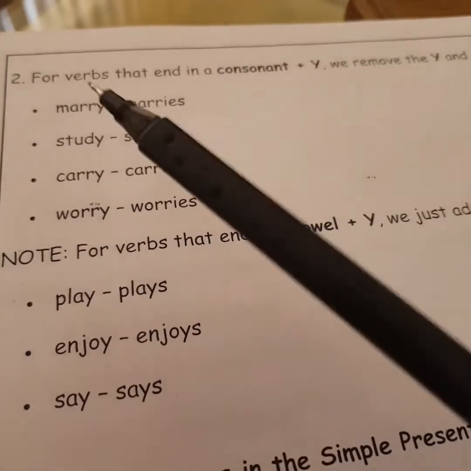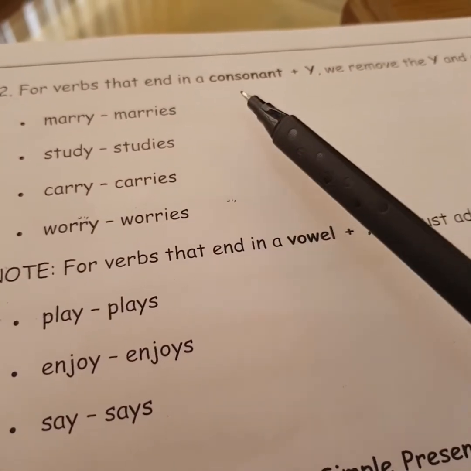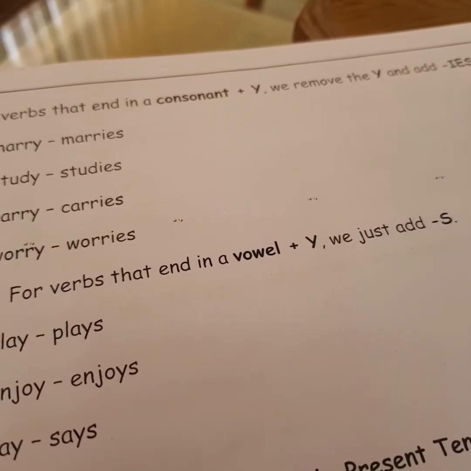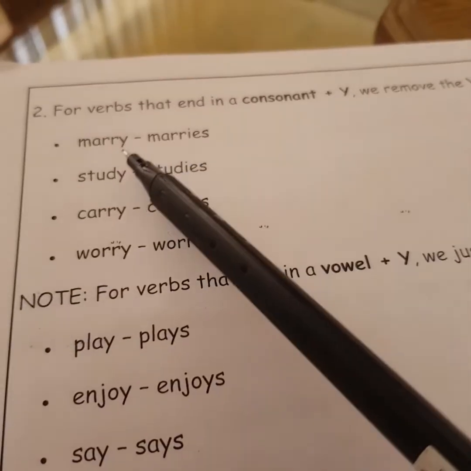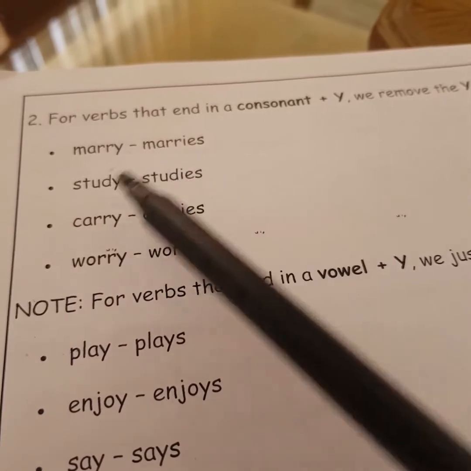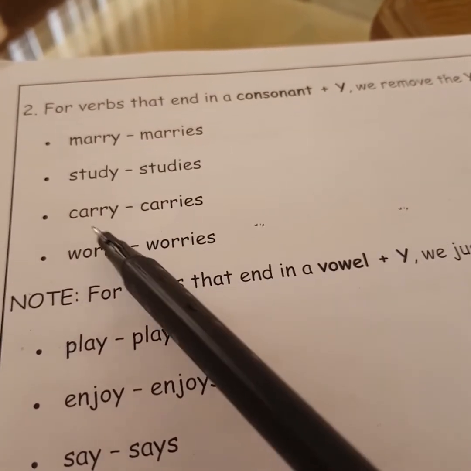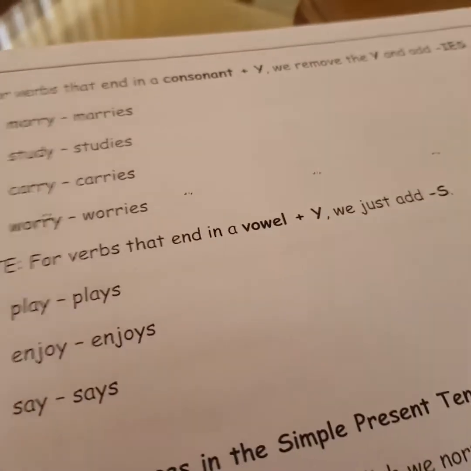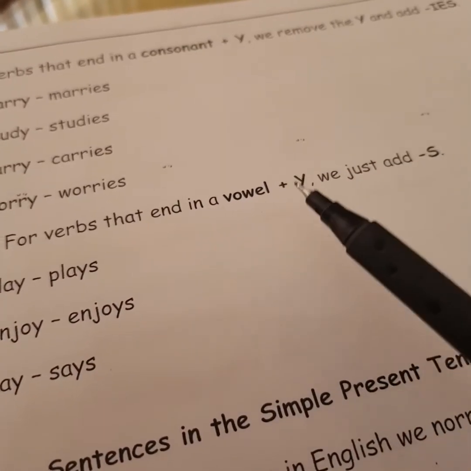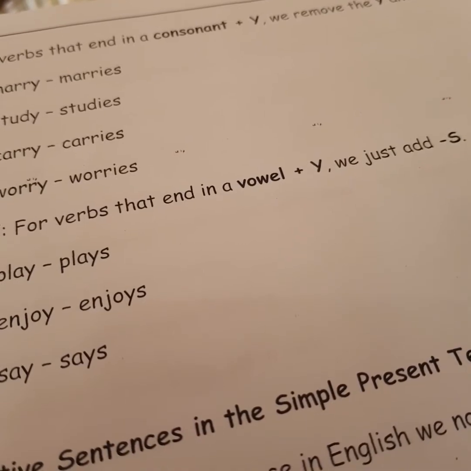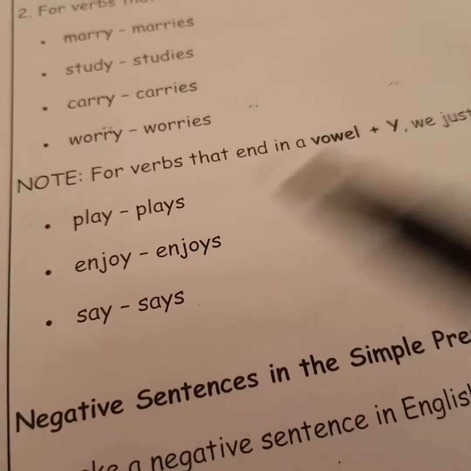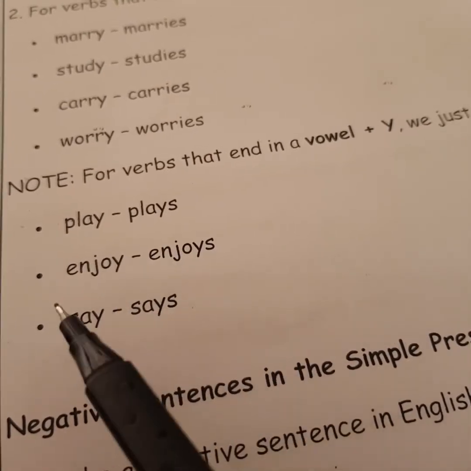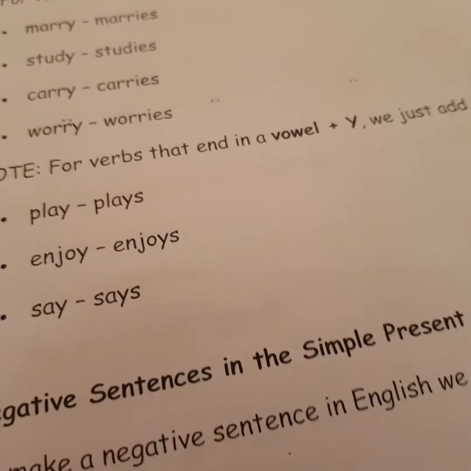We also said if the verb ends in a consonant plus Y, we remove or drop the Y and add IES. For example, marry, marries, study, studies, carry, carries, worry, worries. But if the verb ends in a vowel plus Y, we just add S. We don't remove the Y, we just add S. For example, play, plays, enjoy, enjoys, say, says.